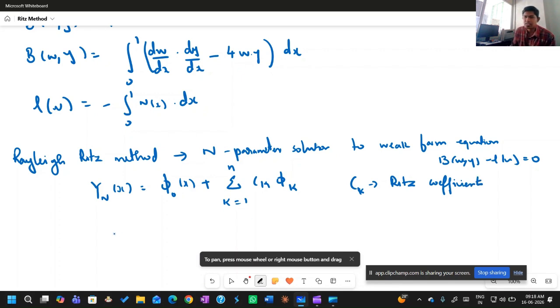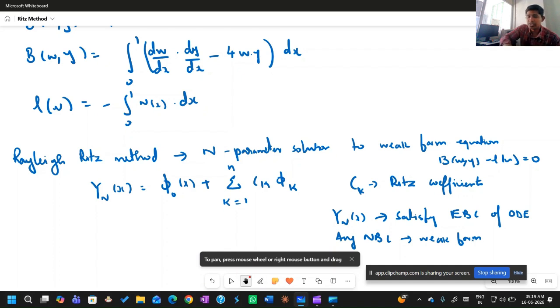And this yn of x should satisfy the essential boundary condition of the given differential equation, and if any natural boundary condition is present, that is taken care of by the weak form itself. We should remember that.